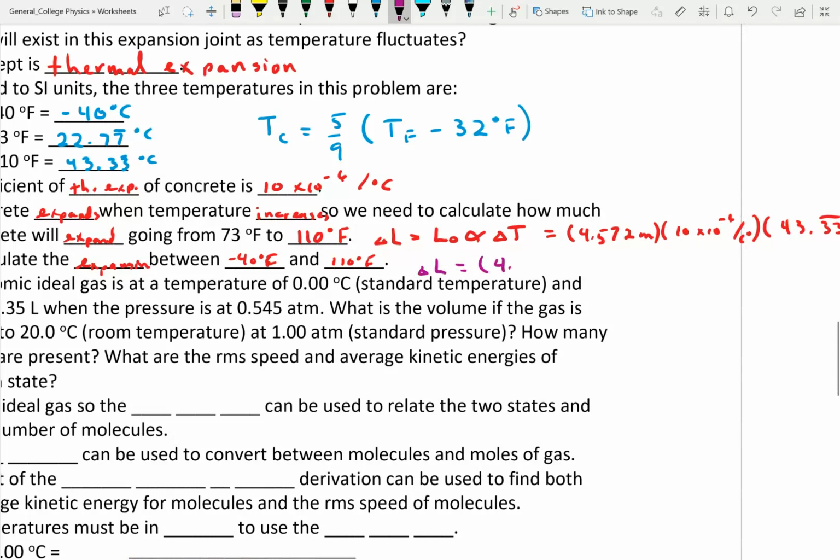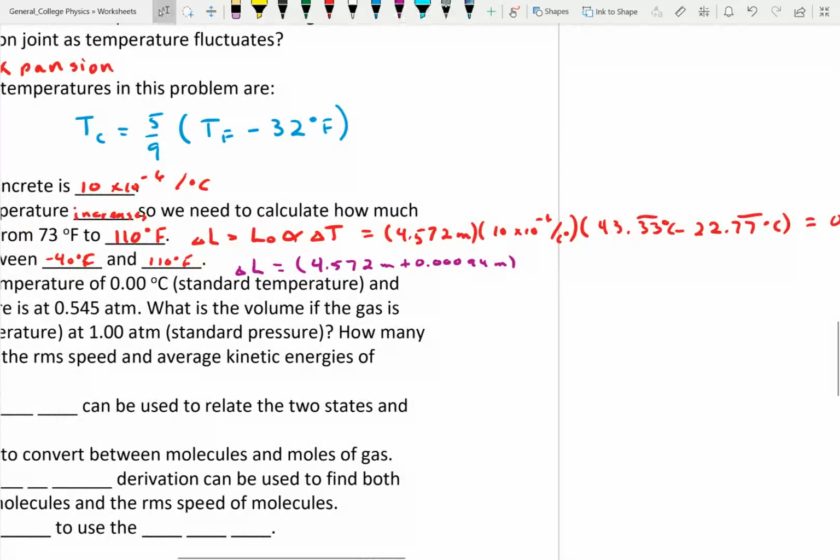But I'm going to put 4.572 meters plus 0.00094 meters. There, I put in the expanded length, my coefficient of thermal expansion.